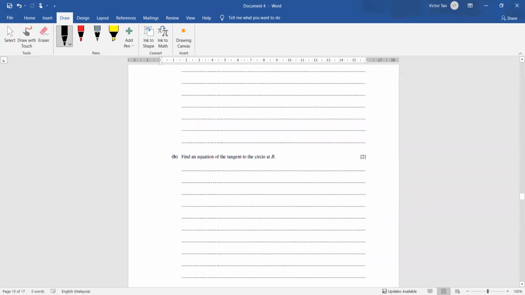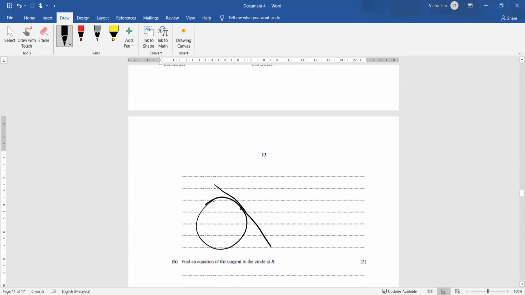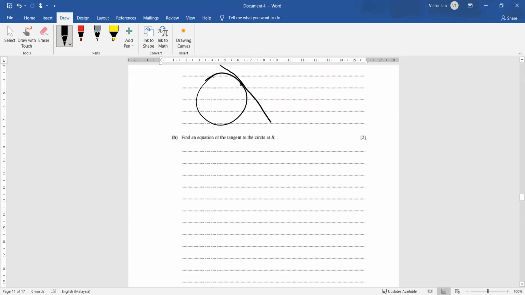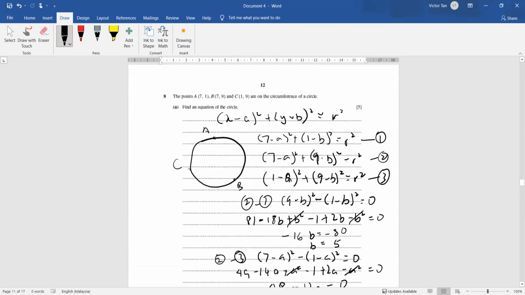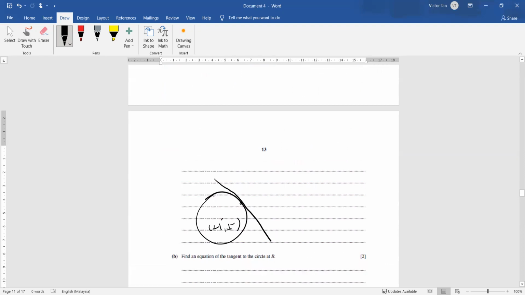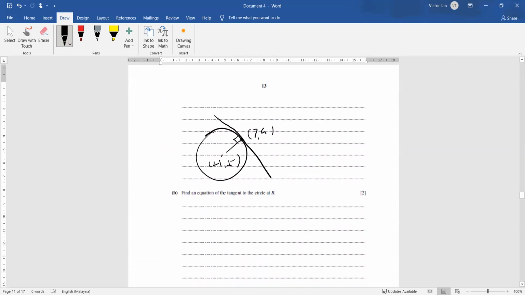Find an equation of the tangent to the circle at B. So you have B. The center is 4, 5. And B is 7, 9. And this radius and the tangent are perpendicular. So the gradient of the center with B is 9 minus 5 over 7 minus 4 equals 4 over 3.